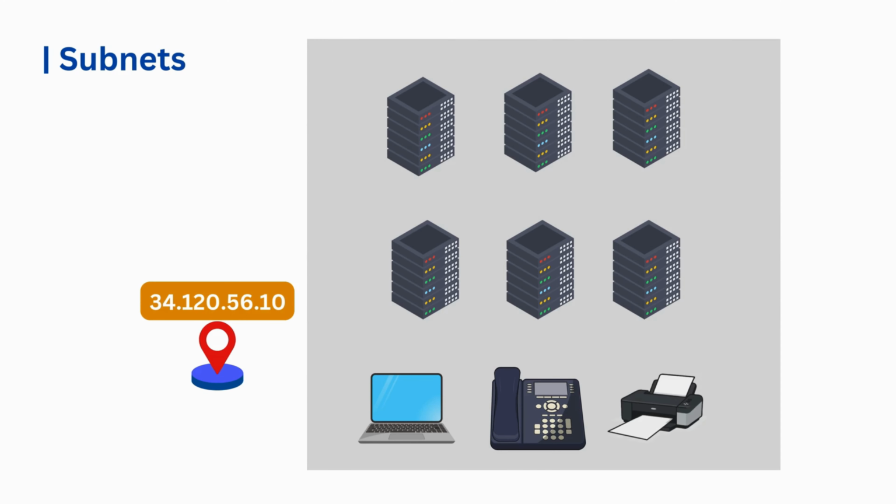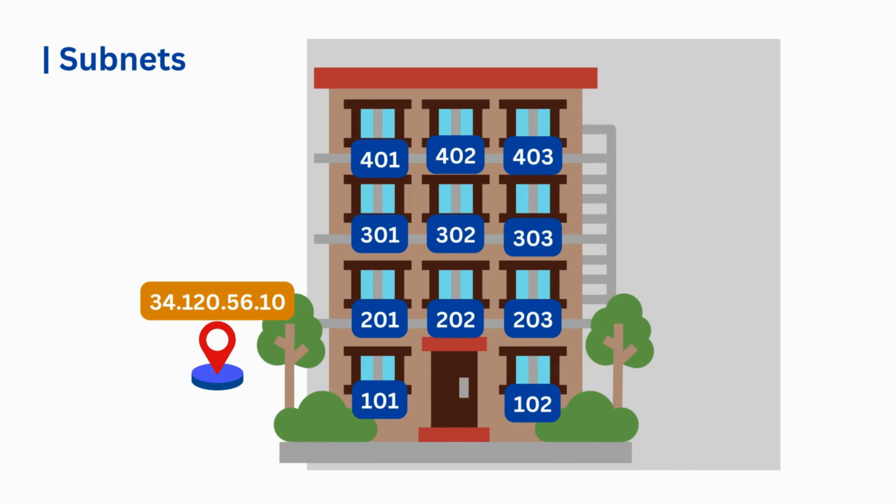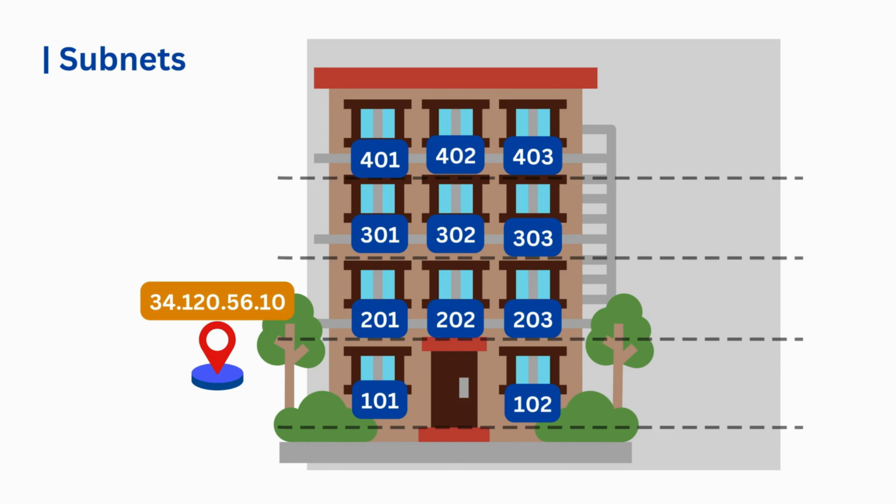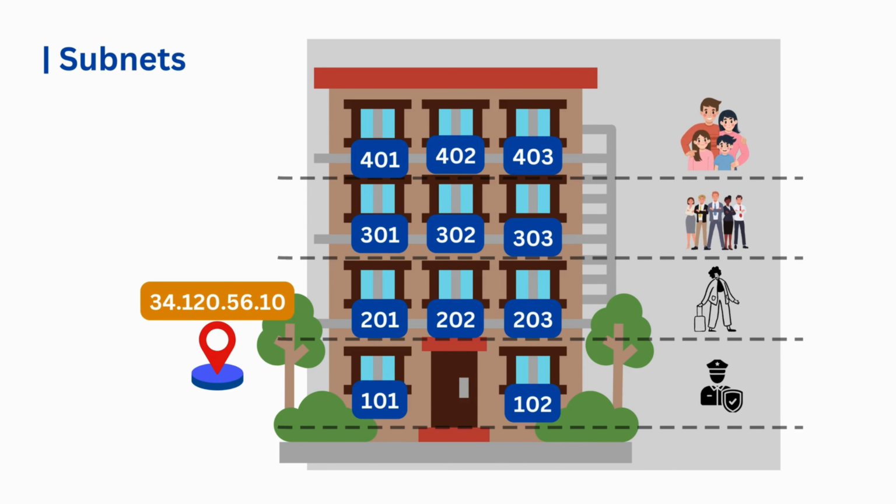Think of an IP address as the building's address. It tells data which network to reach. But large networks have many devices inside them: servers, laptops, phones, printers. A subnet is like dividing the building into floors or sections. Each subnet groups related devices together so traffic stays organized.